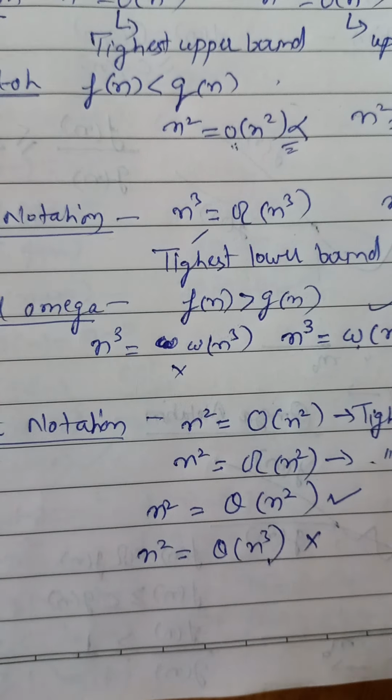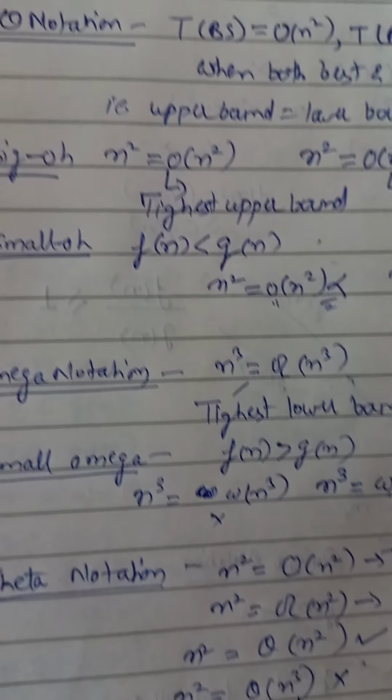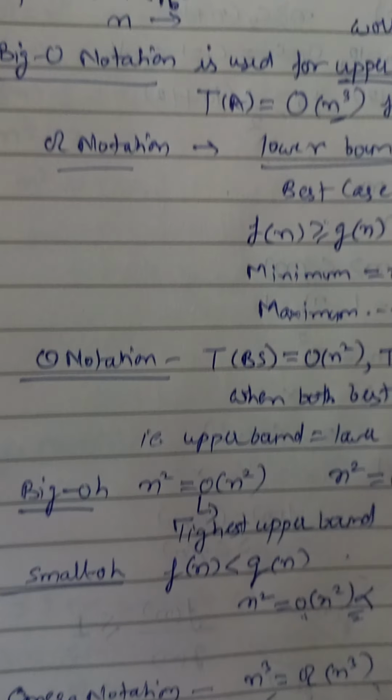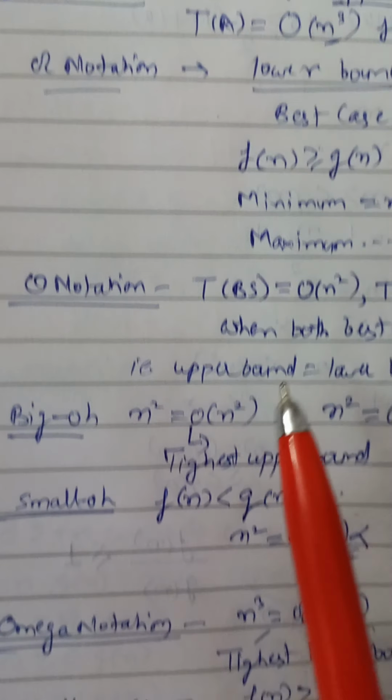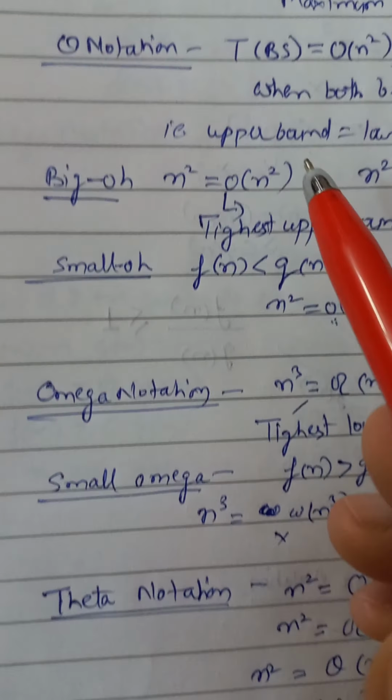So this is the way we can represent theta notation, big O notation, omega notation, small o notation, or small omega notation.